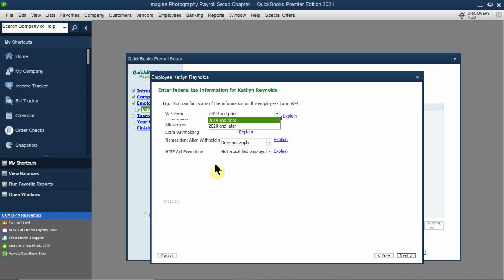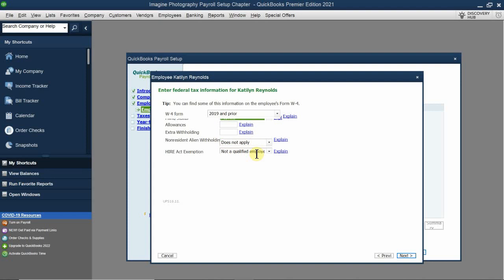So in this case, there is a huge difference. Now, because we employed Katie since 2008, she's most likely going to have a 2019 and earlier type of W-4 form. Okay. Next is her marital status. There you go. She's going to be filed as married. Okay, so she is married.